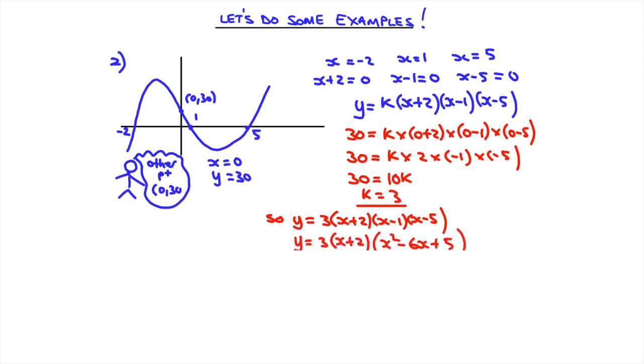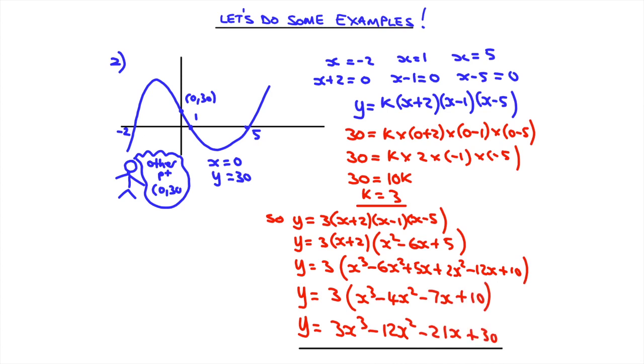And we can work that out. If we work out the last two brackets, (x minus 1) times (x minus 5), that would give us x squared minus 6x plus 5. And this is again a Nat 5 skill, working out the next bit, a skill you had at Nat 5. And then finally, y equals 3x cubed minus 12x squared minus 21x plus 30. Good, that's a cubic.